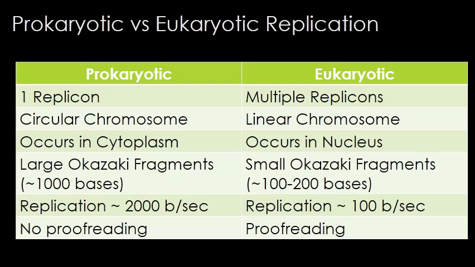Outside of the differences that we've talked about already, there are a few other differences in prokaryotic and eukaryotic replication. Obviously, prokaryotic replication happens in the cytoplasm because they don't have a nucleus. Other differences that we didn't see so far is that while prokaryotic Okazaki fragments are very, very large, eukaryotic ones are very, very small. We don't know if that has to do with complexity issue or enzyme issues. Not 100% certain. The replication for prokaryotes is much, much faster because they do no proofreading.